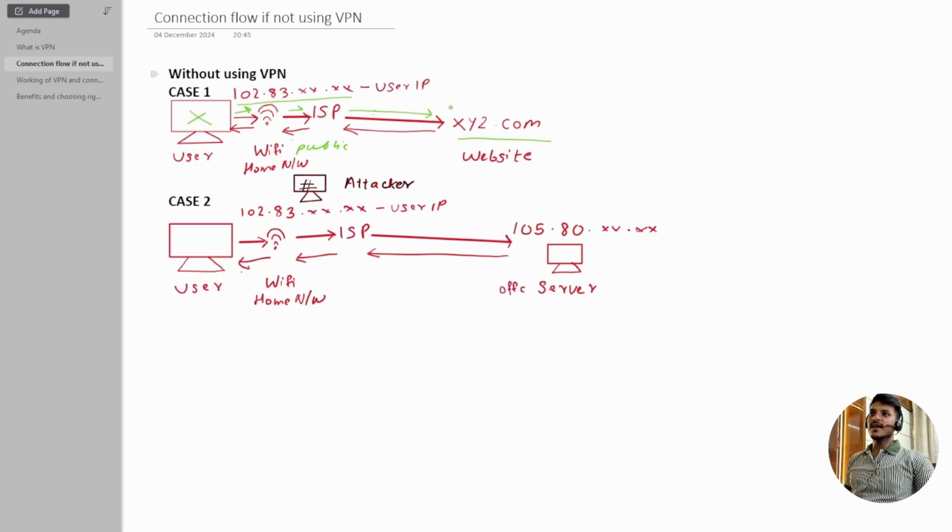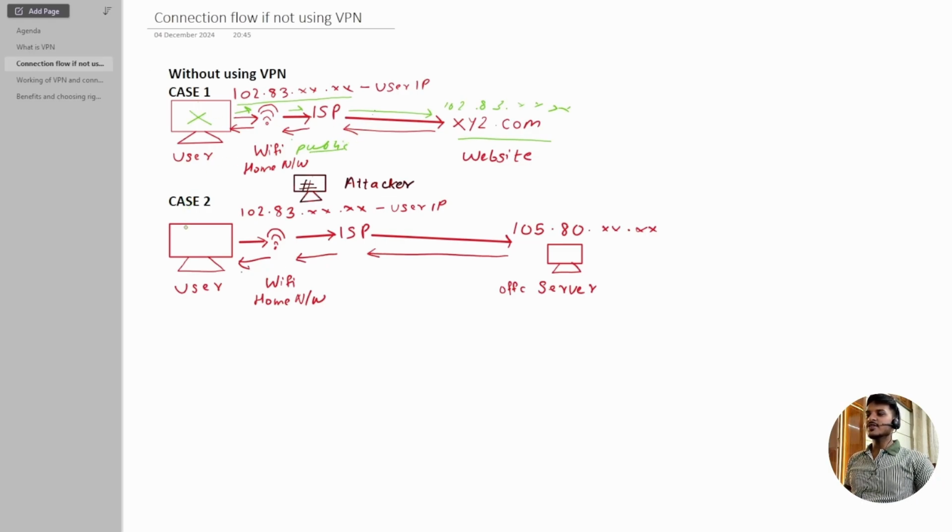This IP will get mentioned here, similarly 102.83 dot something dot something. The user might also input their credentials, suppose this website was facebook.com, so the user will enter their credentials, or the user may be making UPI payments using that public Wi-Fi. Currently I am just taking an example for case 1.